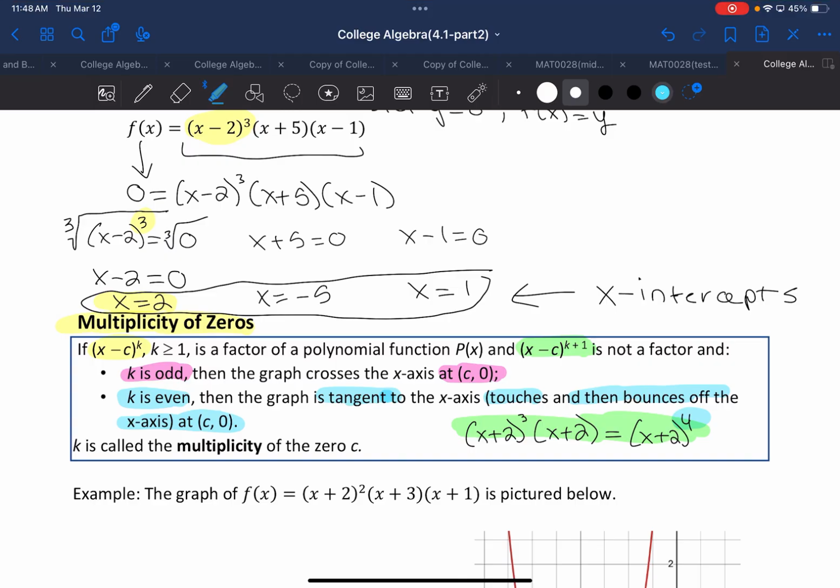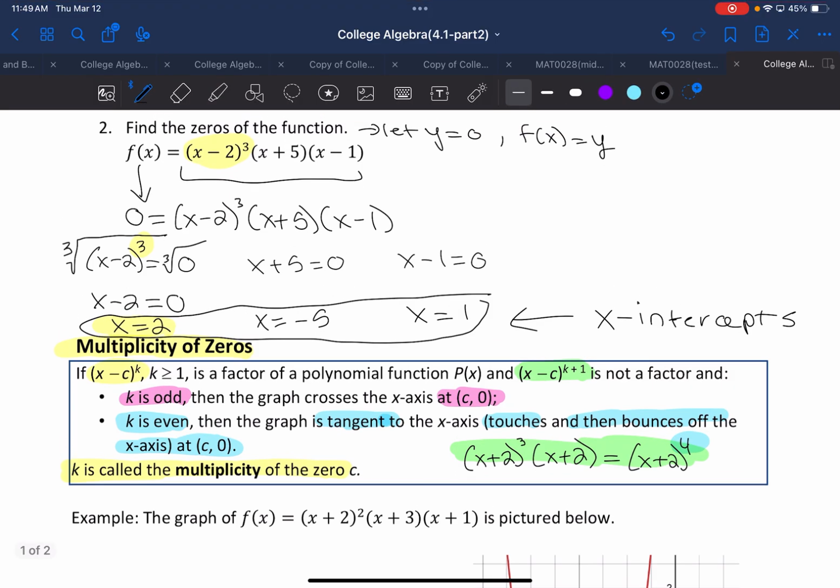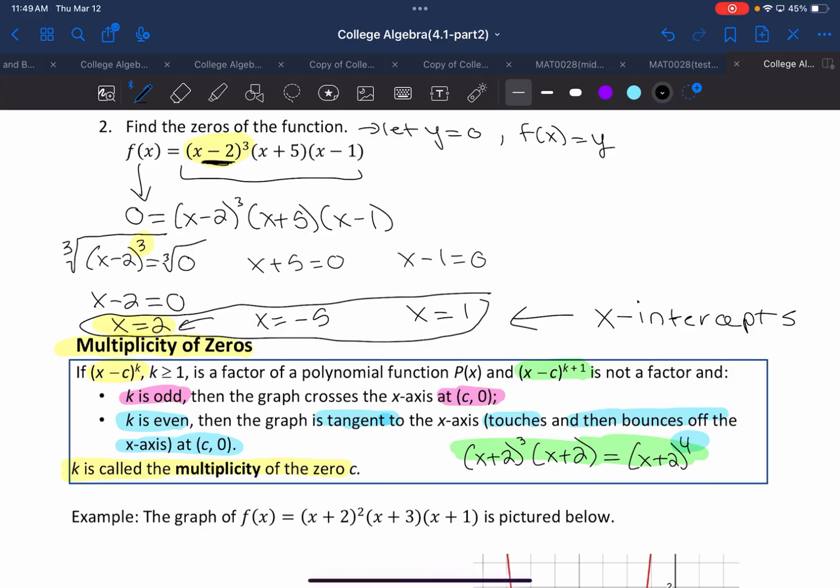And that k, which is the exponent of the factor, is called the multiplicity of the 0. So going back up to this example we did up here, 2 was the 0 of that factor, right? We got 2 right here. That's what made that factor equal to 0. And the multiplicity of that 0 would be 3, because 3 was the highest exponent on that factor.